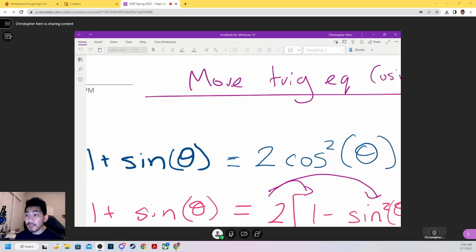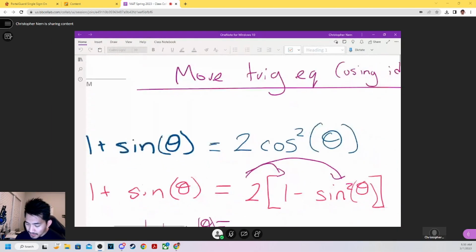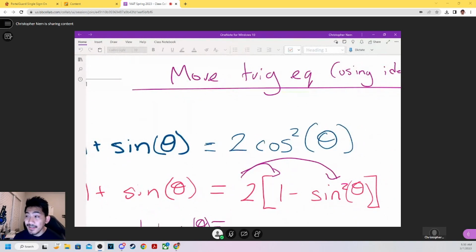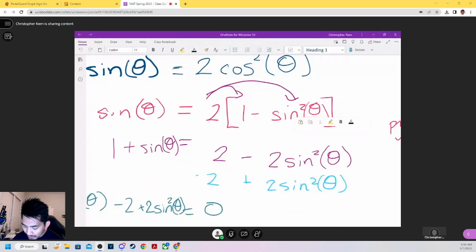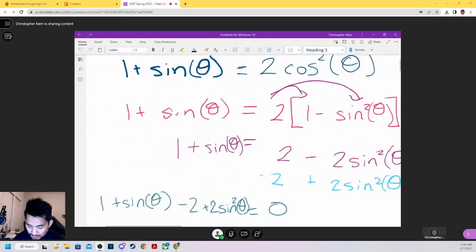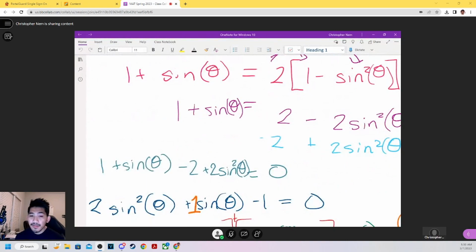We need to, in particular, move all the functions to one side of the equation, and they should be the same functions if possible. So I have 2 cosine squared theta on the right side. I can turn that into a sine theta using the Pythagorean identity. In doing so, I have 1 plus sine theta equals 2 times 1 minus sine squared theta. Now I can move everything over once I distribute it out. If I distribute it out and move it all over, I get 1 plus sine theta minus 2 plus 2 sine squared theta equals 0.